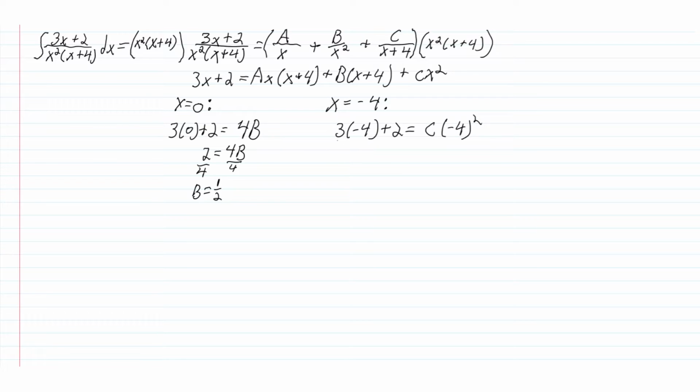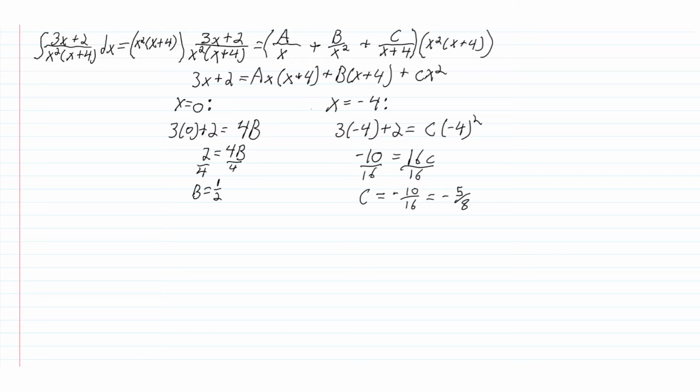Now we simplify again. So 4 times 3 is 12. Keep the negative sign. It'll be -12 plus 2, so it'll be -10. And then -4 squared will be 16c. And then we divide by 16 on both sides. We'll get c is equal to -10 over 16. And the top and bottom will both divide by 2, so that'll be equal to -5/8.